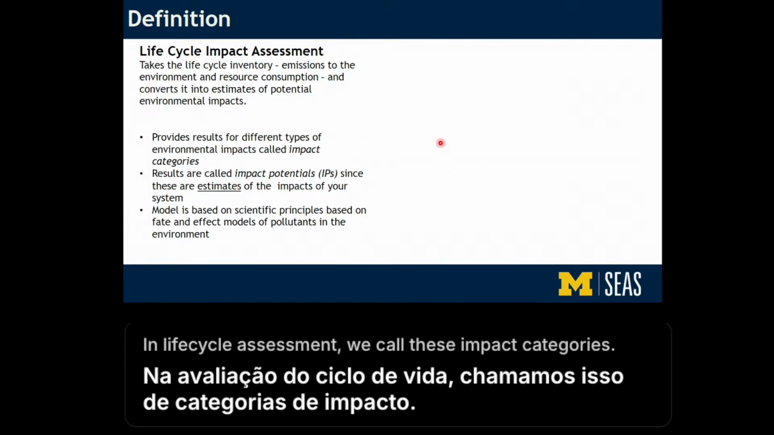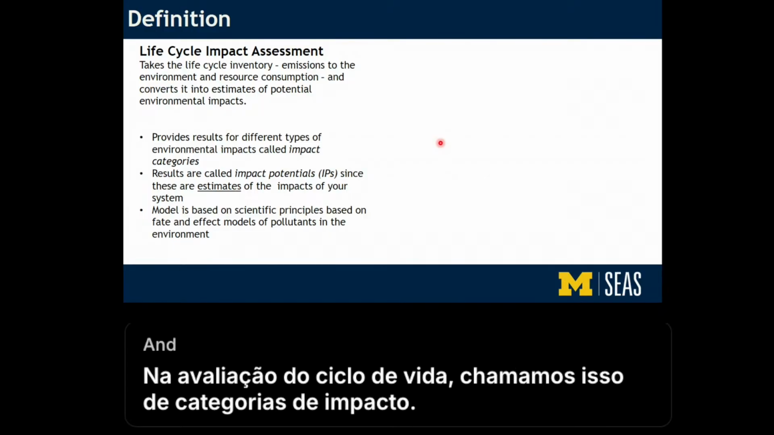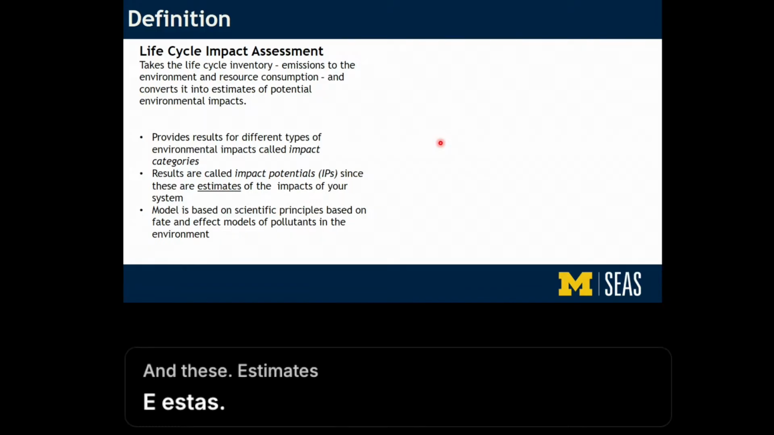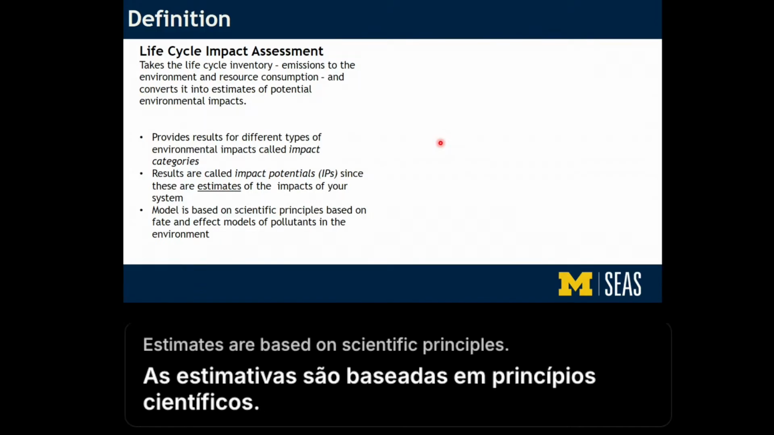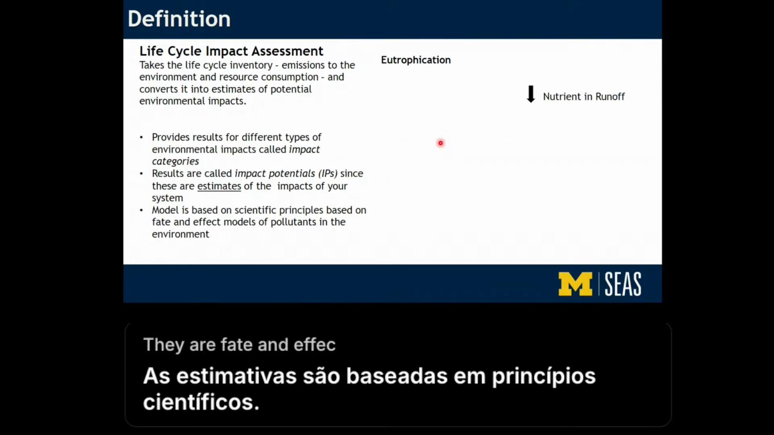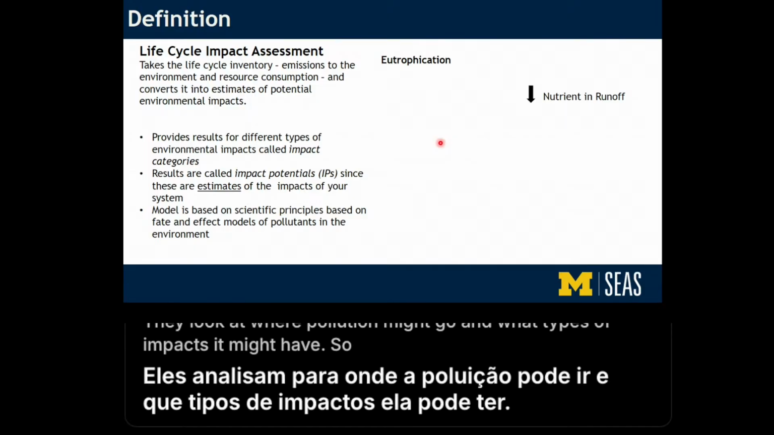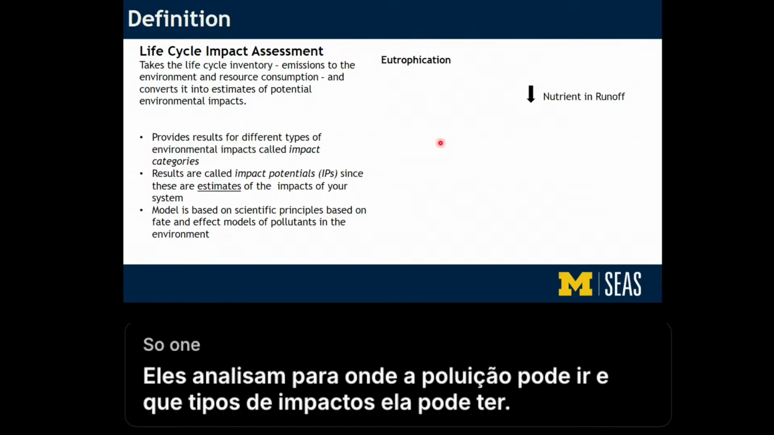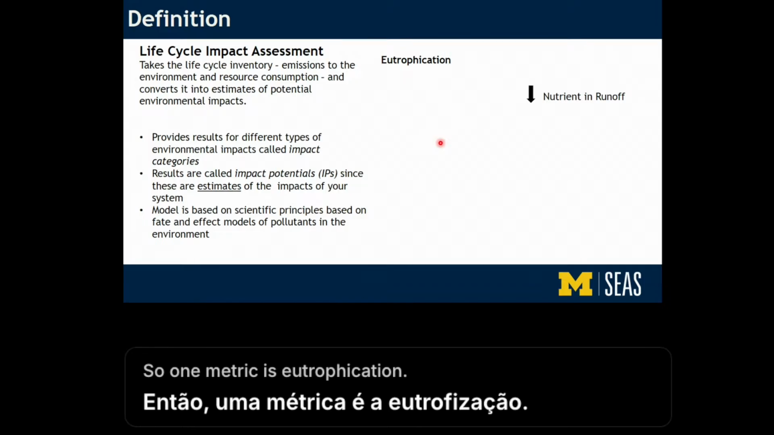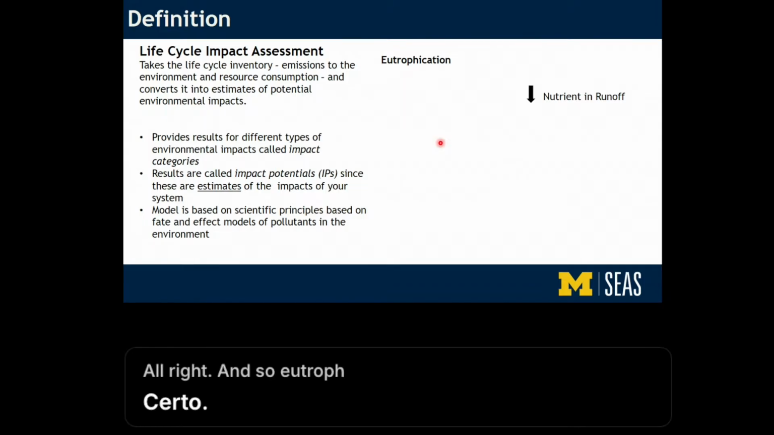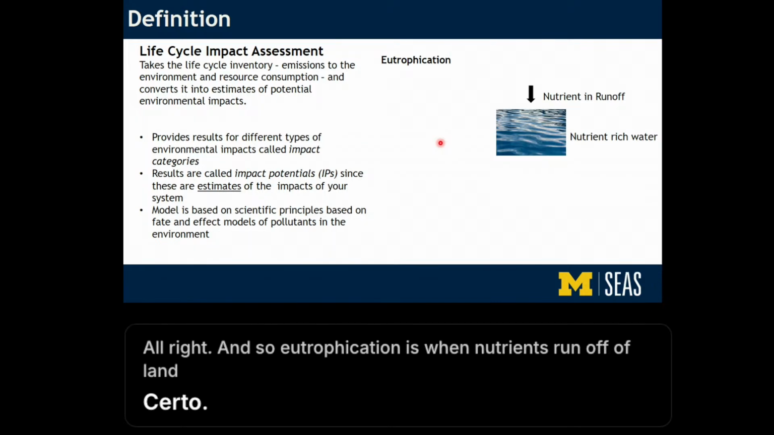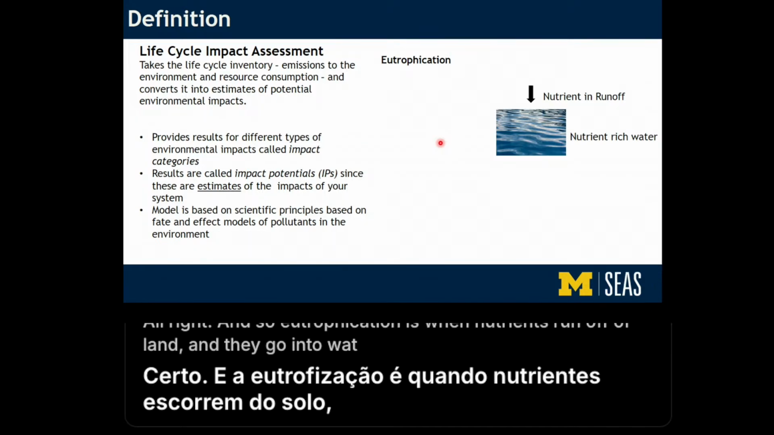These estimates are based on scientific principles. They are fate and effect models. They look at where pollution might go and what types of impacts it might have. So one metric is eutrophication, all right? Eutrophication is when nutrients run off of land and go into water. The water becomes nutrient rich. This causes algae to grow.